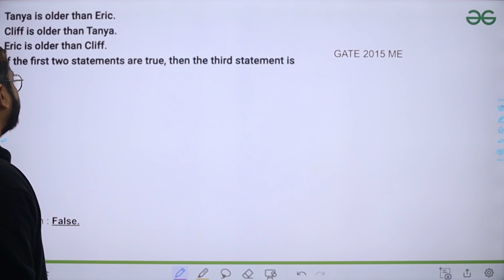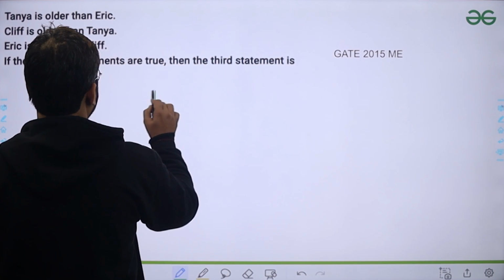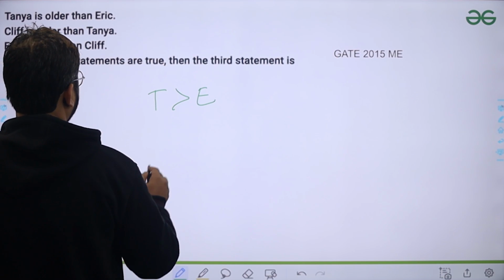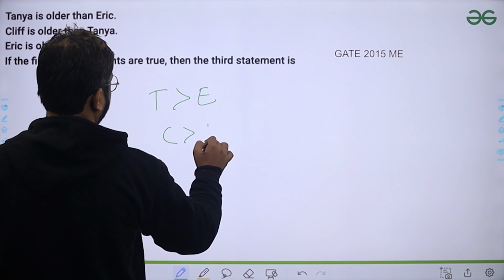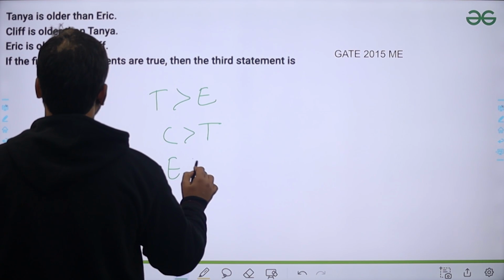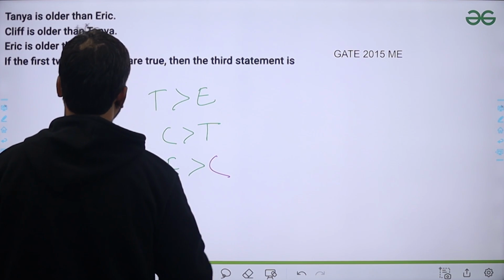Tanya is older than Eric, okay. It means that Tanya is older than Eric. Cliff is older than Tanya. Eric is older than Cliff, okay.